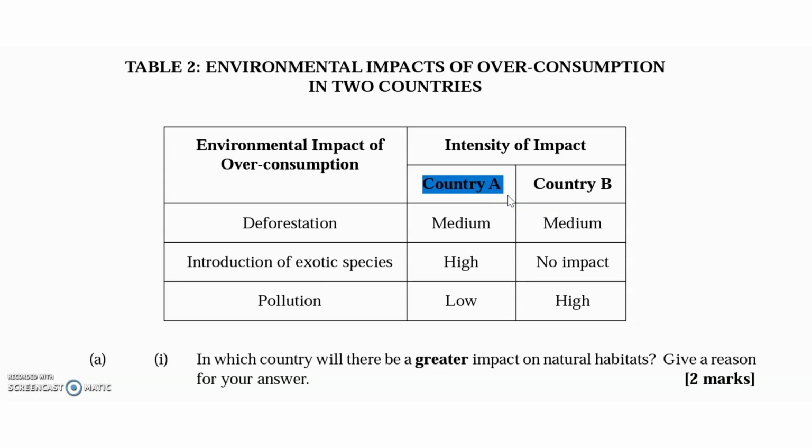The reason being is because when you compare country A to country B, all of the parameters, inclusive of deforestation, introduction of exotic species, and pollution, all of them at some level possess degrading impacts upon country A, while only two had an impact upon country B, referring to both deforestation and pollution. Only exotic species did not have an impact. So country A will be the country which will in fact be associated with a greater impact.